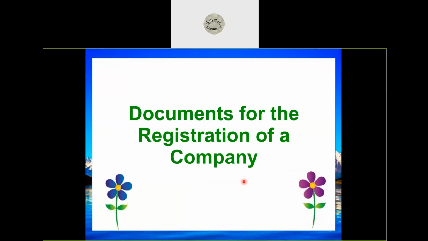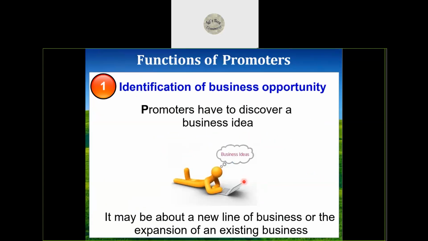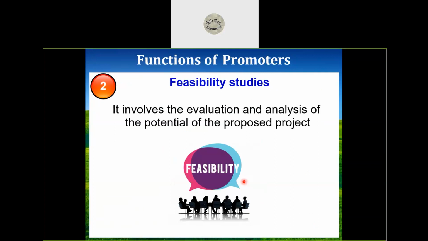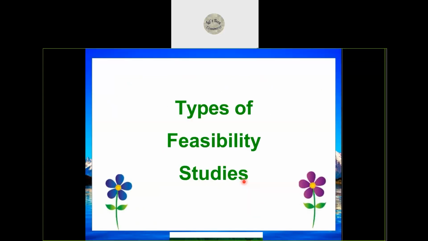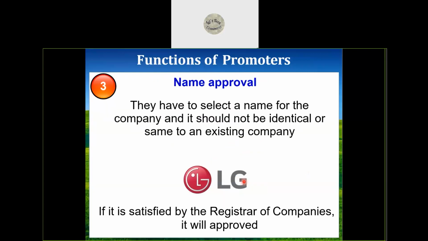So I am just revising the promotion stage, that what happened in the promotion stage. First stage, in the promotion stage, first we identified the business idea. Business idea सोचा हमने. Second में हमने feasibility studies के through test किया whether it is practically possible or not. Then in the third stage हमने अपना name approve कराया registrar से. That name must not be the same name as any other existing company.